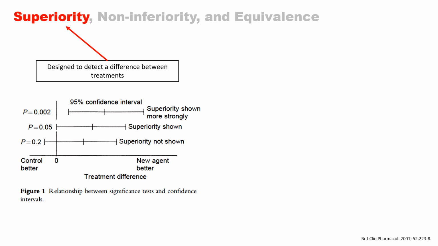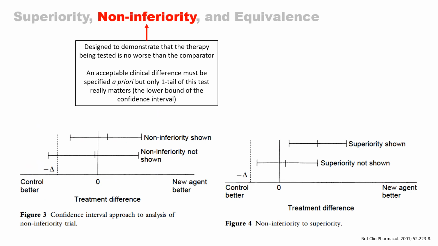The second confidence interval down is showing something that has barely met the criteria for superiority, and that its p-value is 0.05, and it just abuts the value of 0 but does not include 0 as a value. And then finally, the confidence interval in the bottom row is including the value 0, and so this is not demonstrating superiority of whatever the new agent is, because the confidence interval contains no difference between these two outcomes.